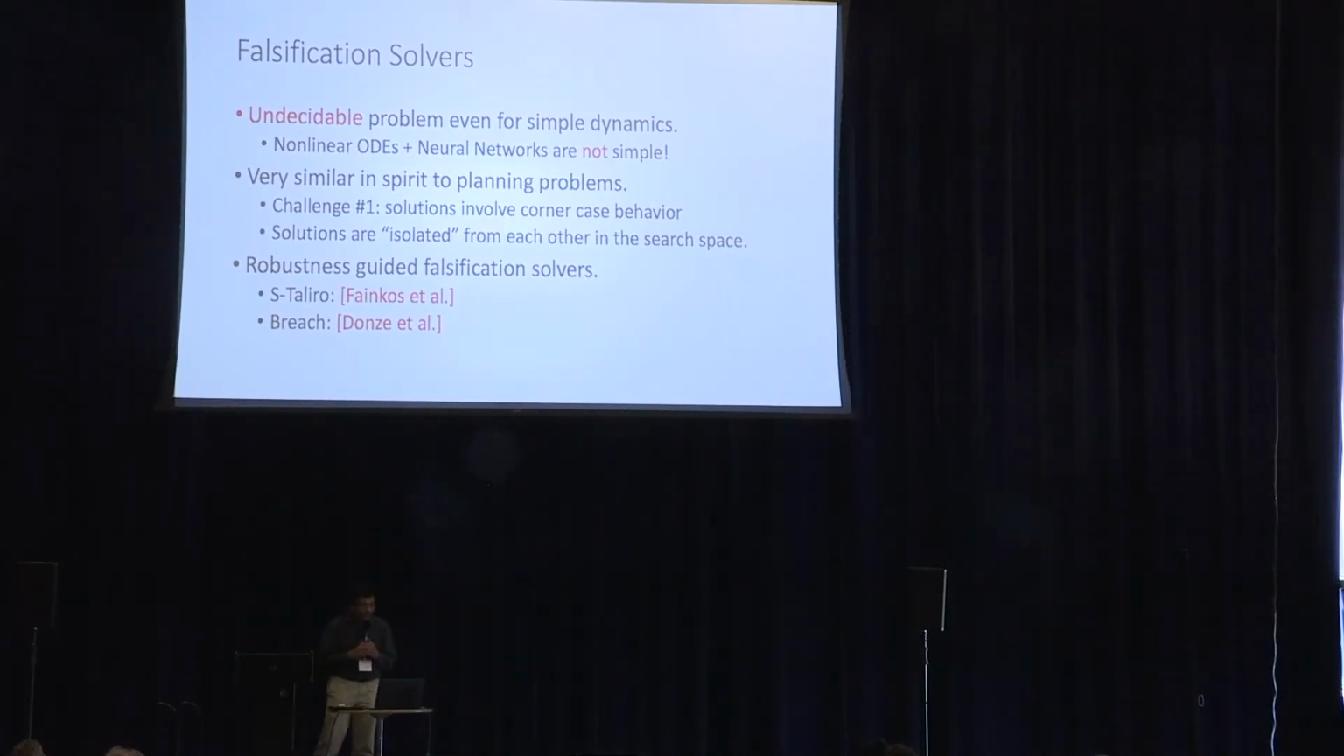But unlike planning problems, the solutions here involve corner case behaviors. You get very few or no solutions. They are usually very difficult to find. The solutions are isolated from each other in the search space. So it's very difficult, in general, to find solutions. Though recently there has been a lot of progress on applying ideas from planning, applying ideas from optimization to find falsifications.